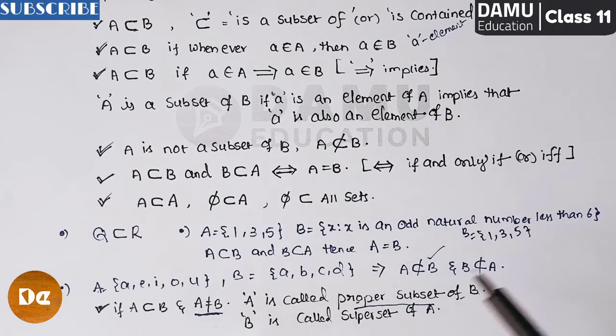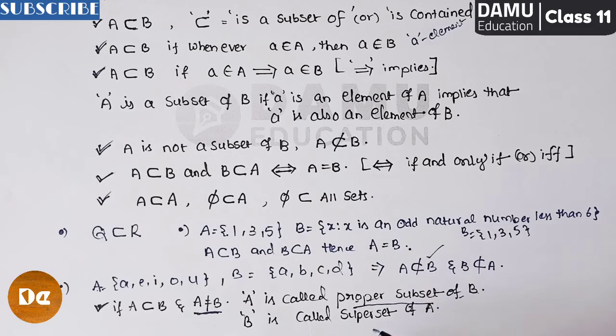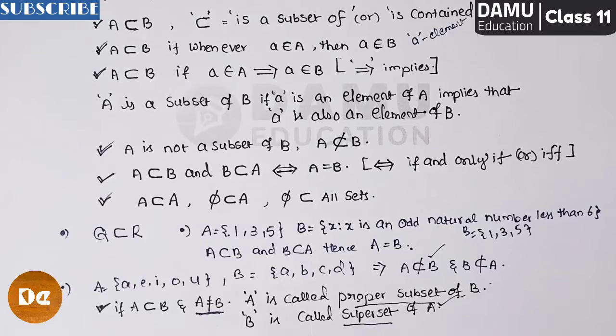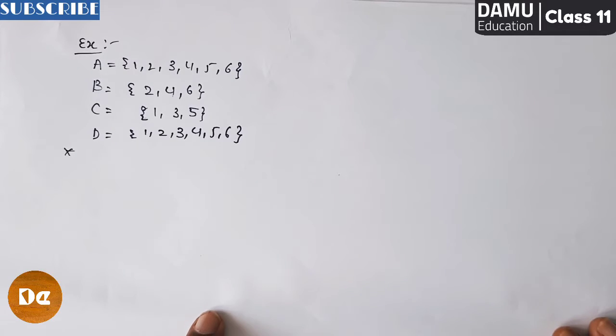So if A is equal to B, then B is also a subset of A, right? According to this condition. But here A is a subset of B and A is not equal to B, then A is called a proper subset of B and B is called a superset of A. Superset of A.